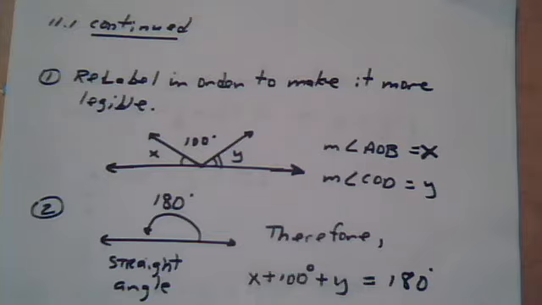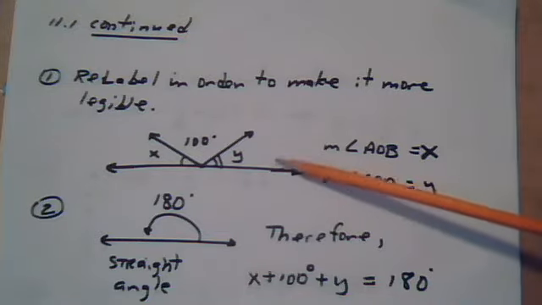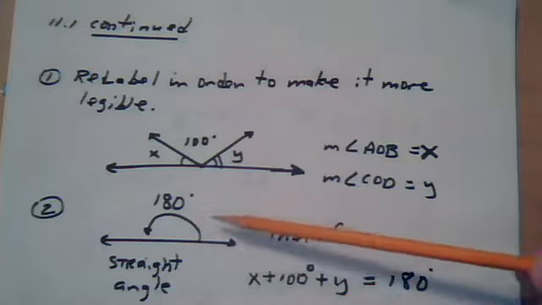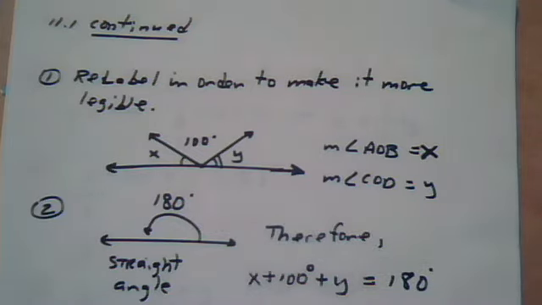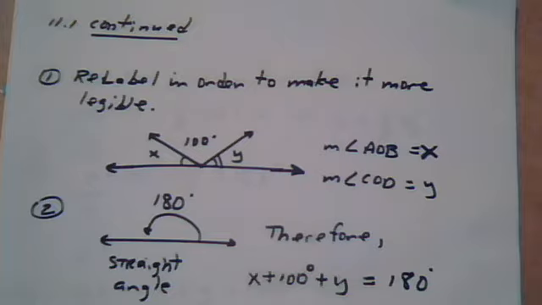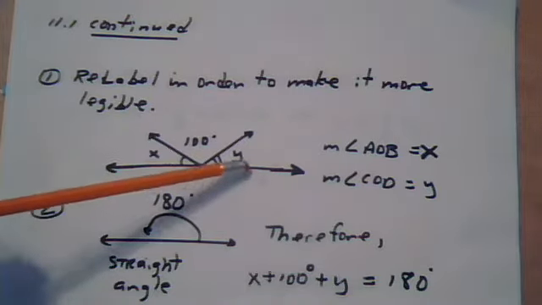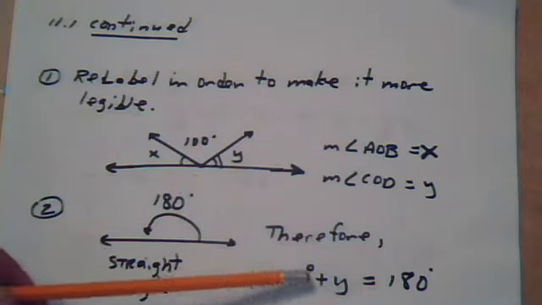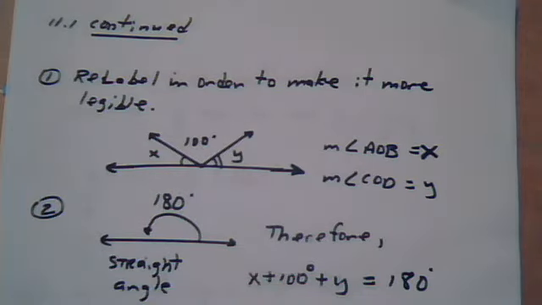Then we start noticing some things. If you go from one side of the line to the other, you go through a revolution of 180 degrees. That's a straight angle. So whatever these angles are worth, X, Y, and you add the 100, all together they should add up to 180 degrees.